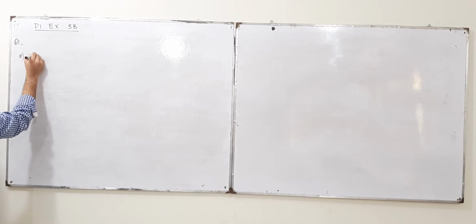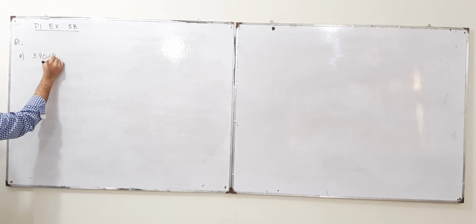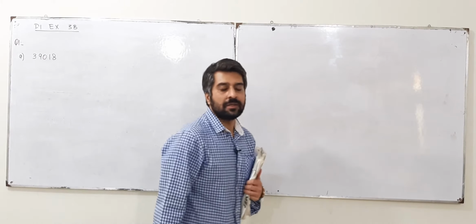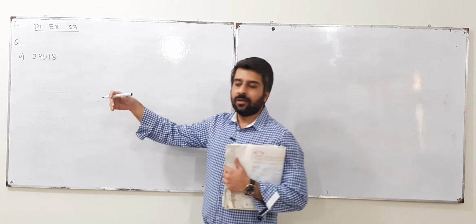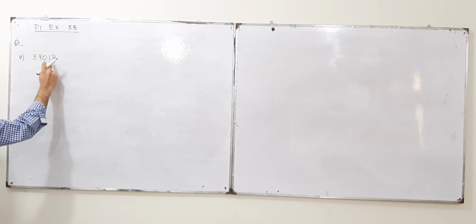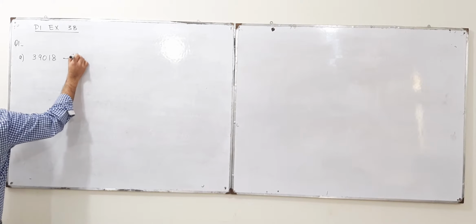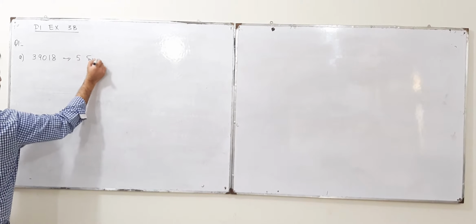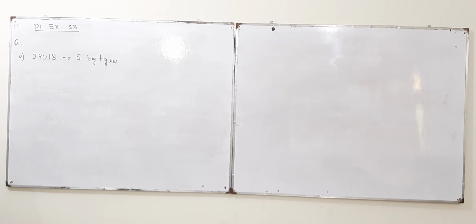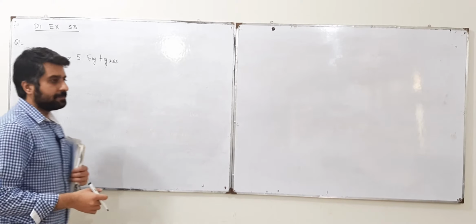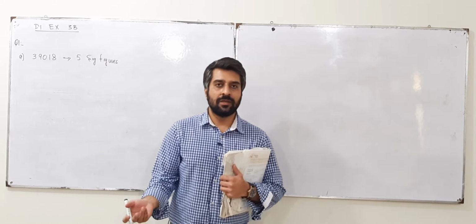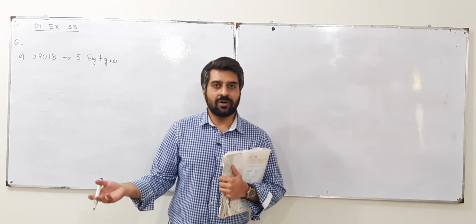Part number A. 39018, and you have to state the number of significant figures in this one. Well, we have 1 2 3 4 5 digits and all of them are significant. So right now we have 5 significant figures in this one. The reason is that whole numbers other than 0 are significant.